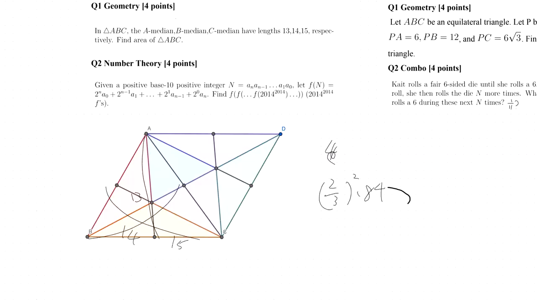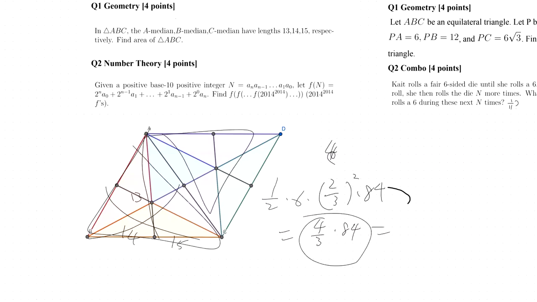And then after you do that, you get 6 times this number, which is 24/9. Wait, not 24/9. 4/3. Yeah, 4/3. That's what it is. 4/3 of 84. Wait, I think I messed something up. No, I think it's fine. This is one blue thing. This is 6 times this thing, but we counted this triangle twice. So you do half of this. That's 4/3 of 84, which is 112. That's the answer.